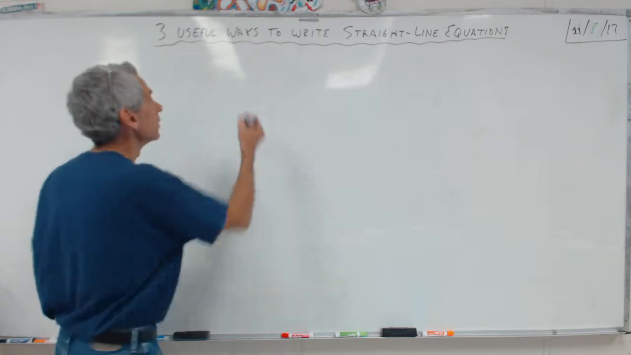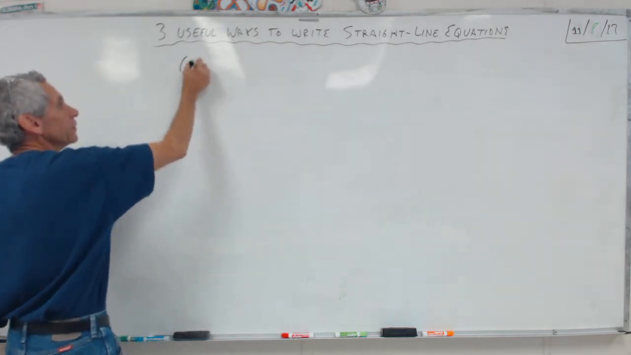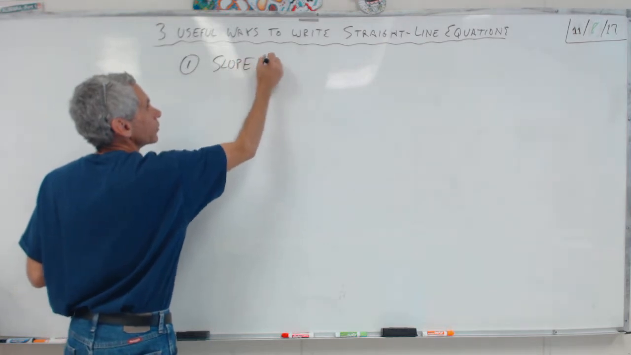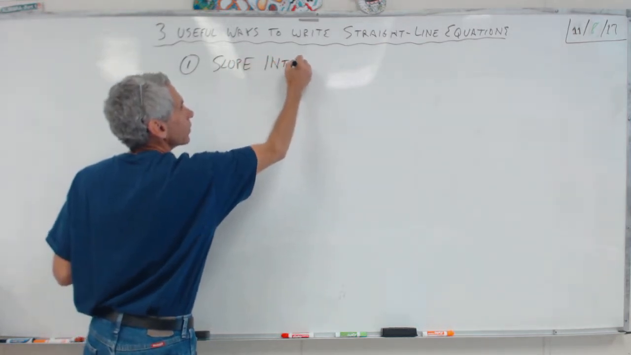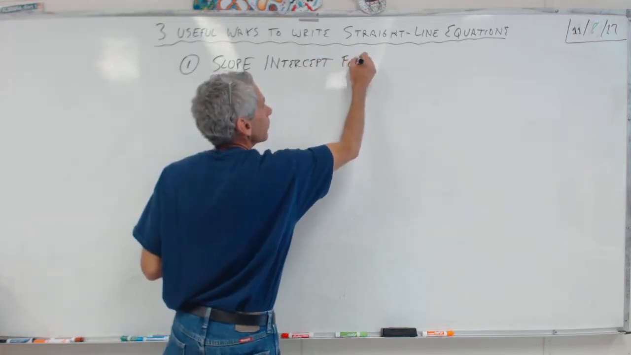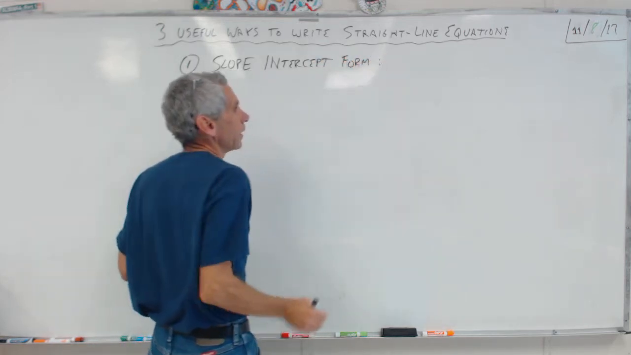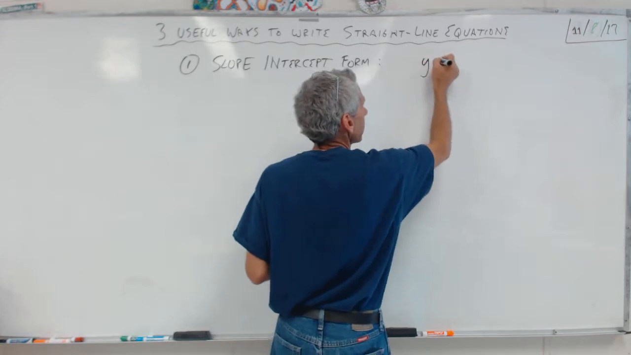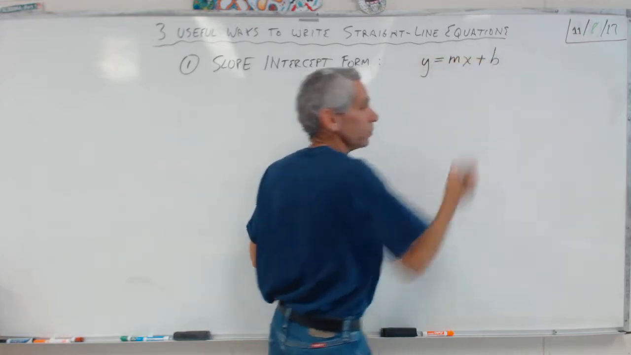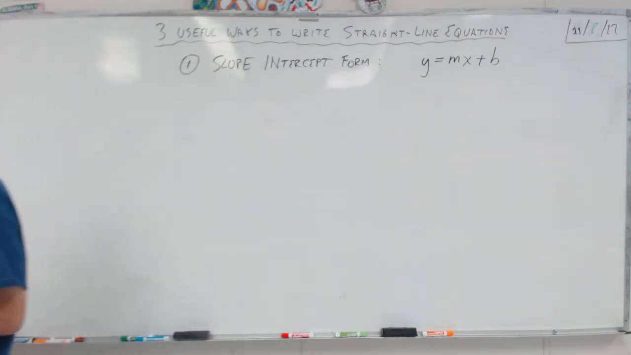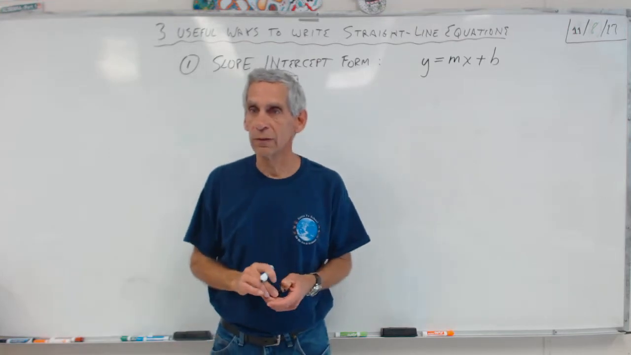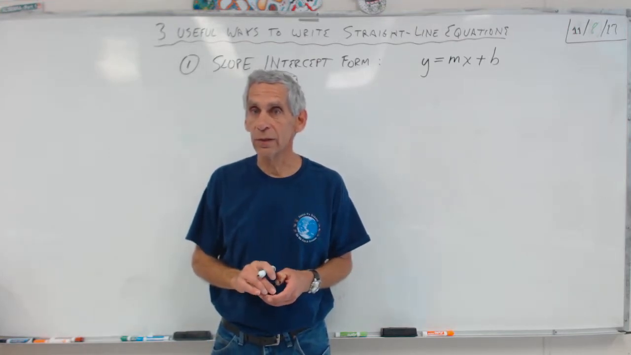So, first way. It's called the slope-intercept form. And the equation is y equals mx plus b. Very, very famous formula. Outrageously famous formula. Very, very useful formula in real life.